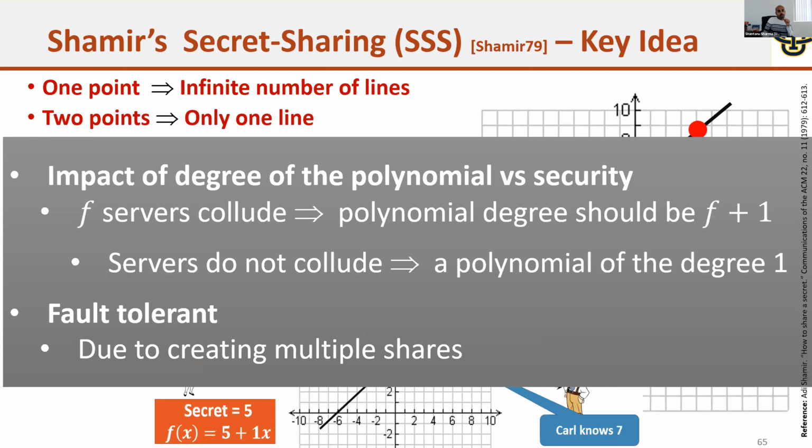Now, here we need to note two impacts. The first one is the impact of the degree. Here Alice used a polynomial of degree 1. So what polynomial degree should I use? If I know f servers can collude, then the polynomial degree should be f plus 1. And if no servers will collude, if all the servers remain isolated, then a polynomial of degree 1 is enough. Since we use multiple servers, this is also fault tolerant.